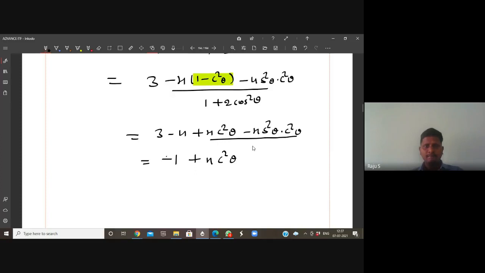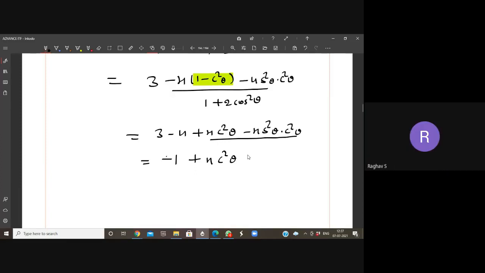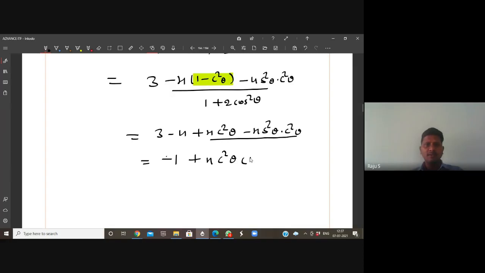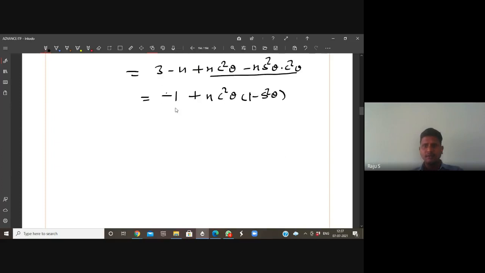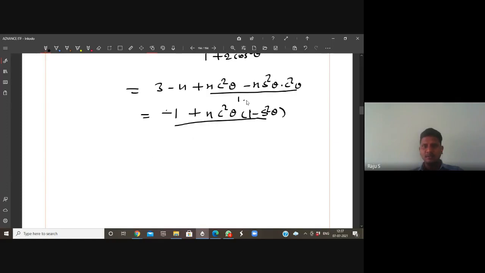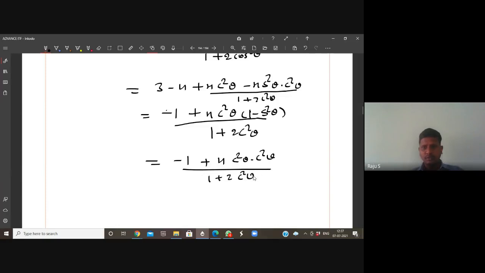So we can write 1 minus sin square theta. The value of 1 minus sin square theta is cos square theta. Plus 4 cos square theta, if you take 1 minus sin square. The denominator I didn't write here: 1 plus 2 cos square theta. So this is minus 1 plus 4 cos square theta into cos square theta, divided by 1 plus 2 cos square theta.